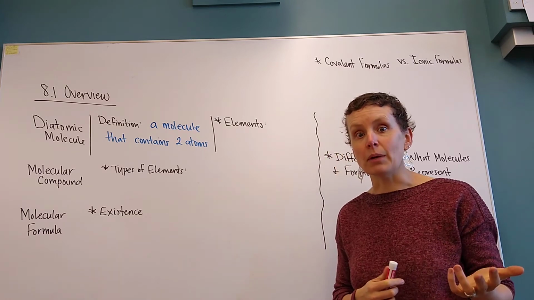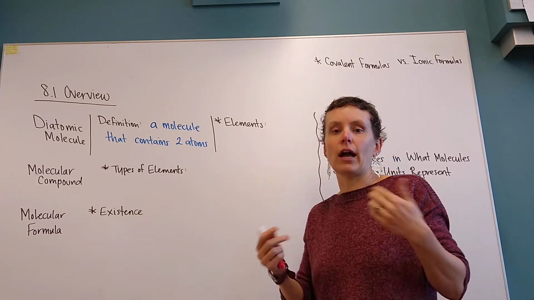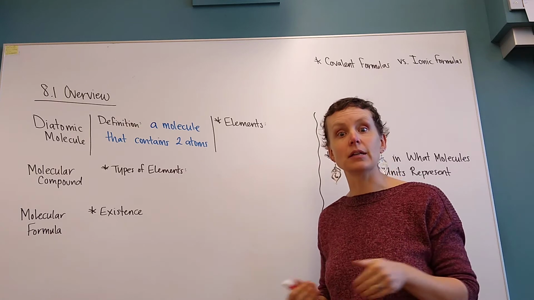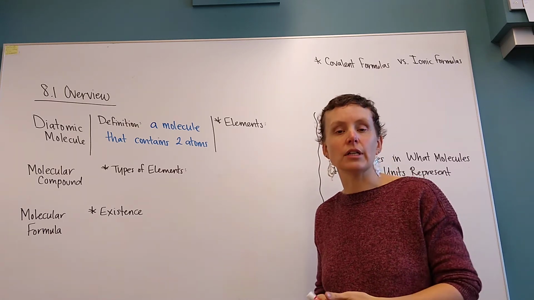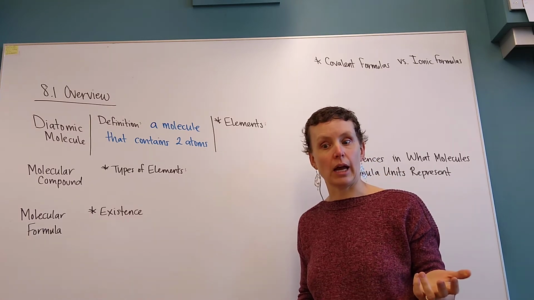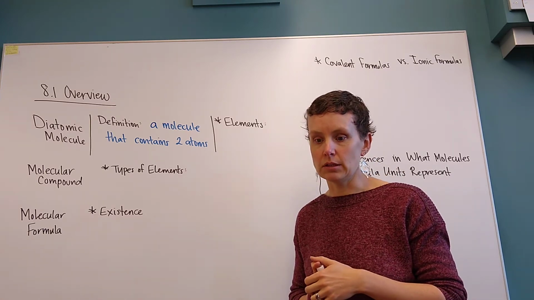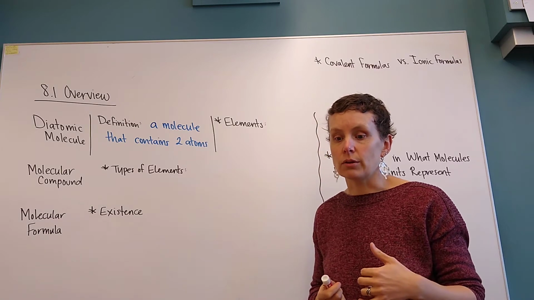So monatomic means one atom, and there are elements that exist as single atoms because they're already stable, and hopefully that rings a bell to you. The ones that are already stable are going to be the noble gases. So those are our monatomic elements, okay? Then we get into molecules.